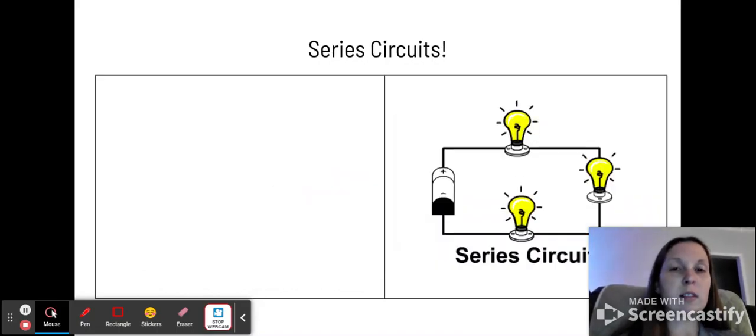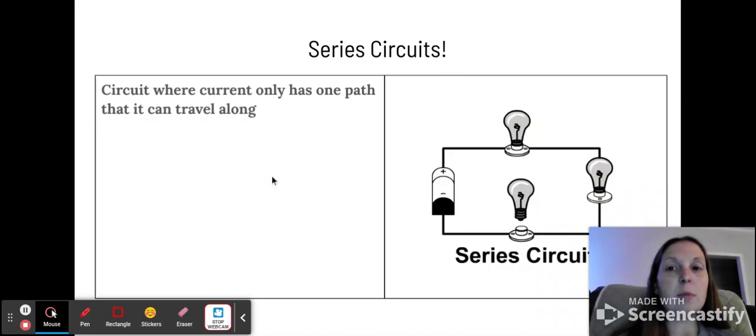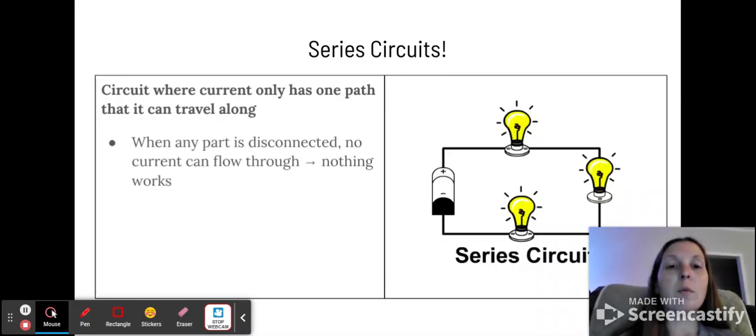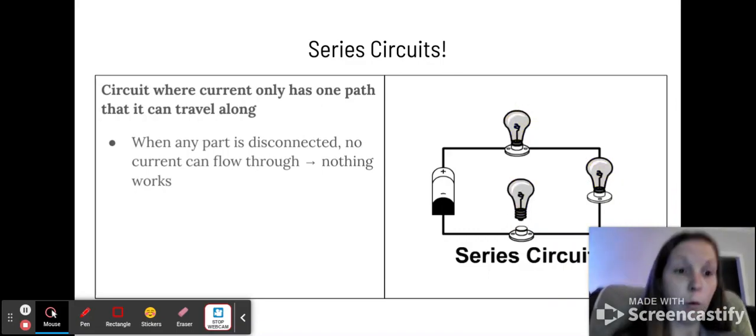Now let's talk about series circuits. These have a current that flows only through one path; it cannot flow in multiple directions. Because of that, we have some issues with disconnections. If there is a disconnection in a series circuit, then the electrons can no longer flow. So when one thing doesn't work, the whole thing doesn't work.